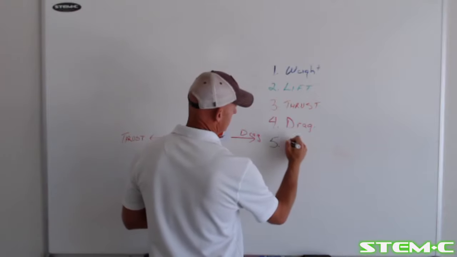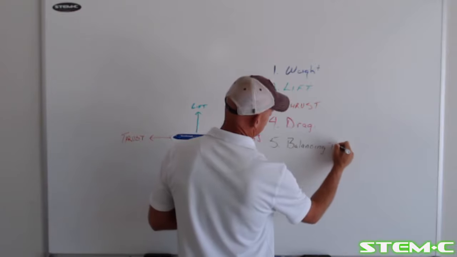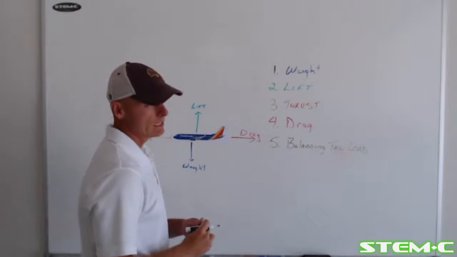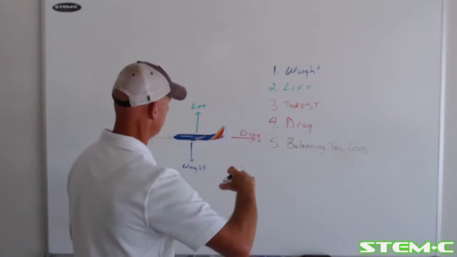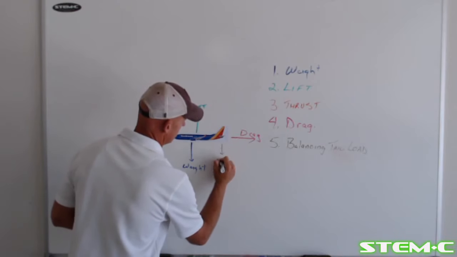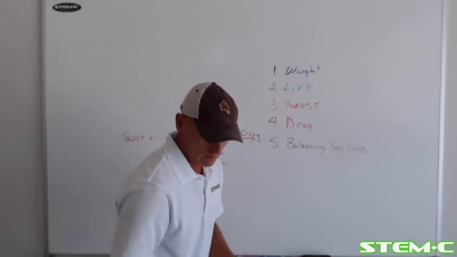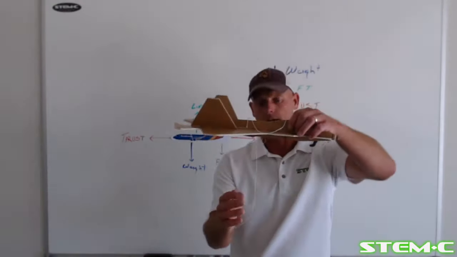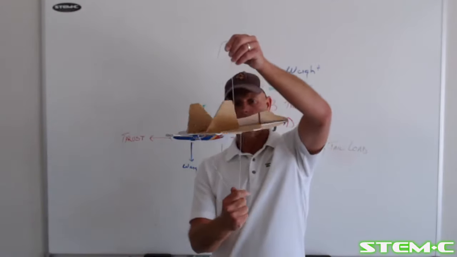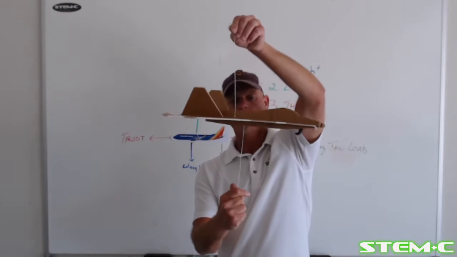And that fifth force is called the balancing tail load. That balancing tail load is produced by the horizontal stabilizer on the back of the airplane. And I'll label this BTL, balancing tail load. Now, when I have my balancing tail load and I have my lift acting up, the airplane is stable now.